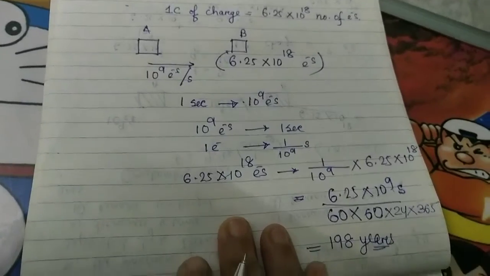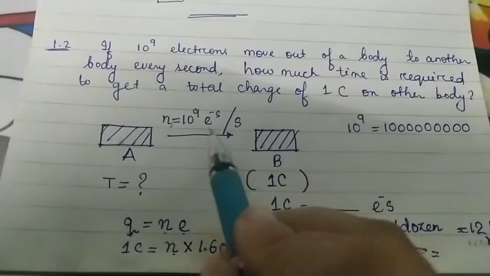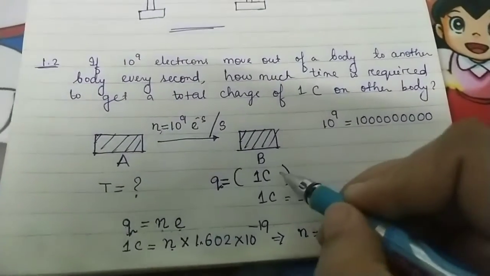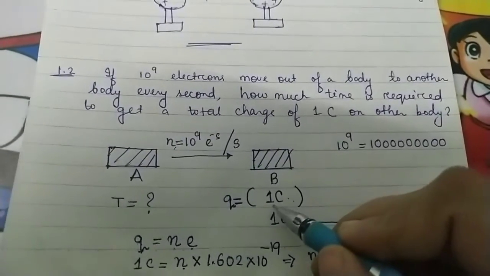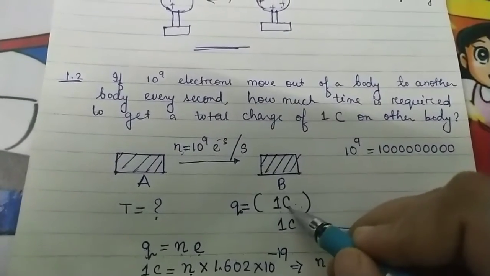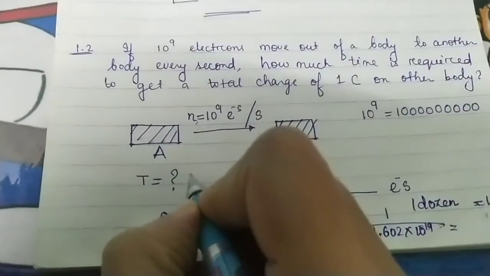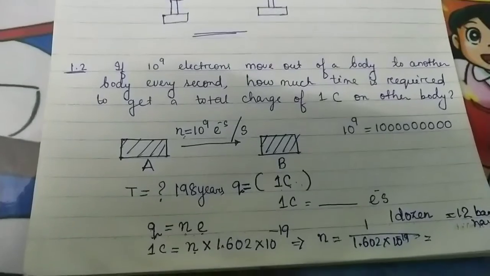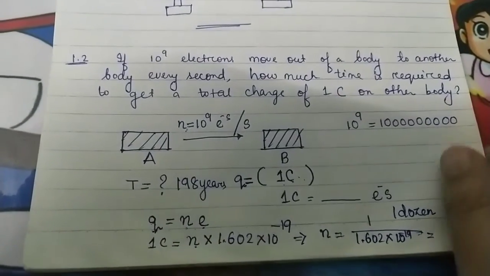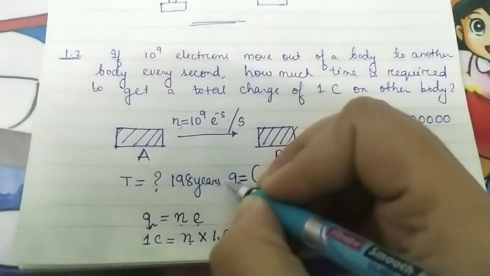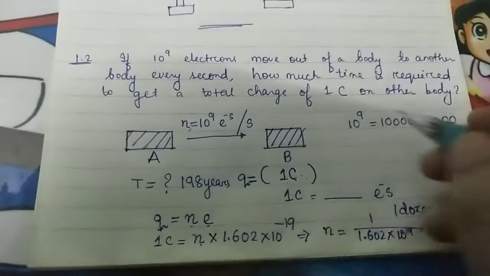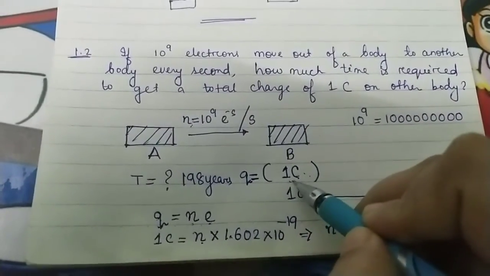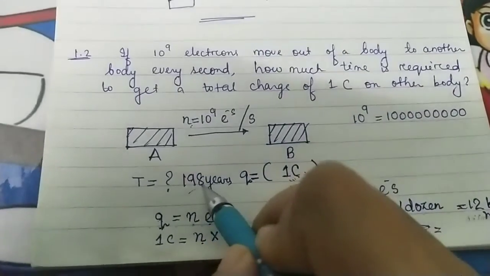What is the point in this question, did you understand? To transfer 1 coulomb of charge, how much time do we need? 198 years. Probably 2 generations will pass, if you live up to 100 years. It is very funny. So to transfer a charge of 1 coulomb, we need 198 years.